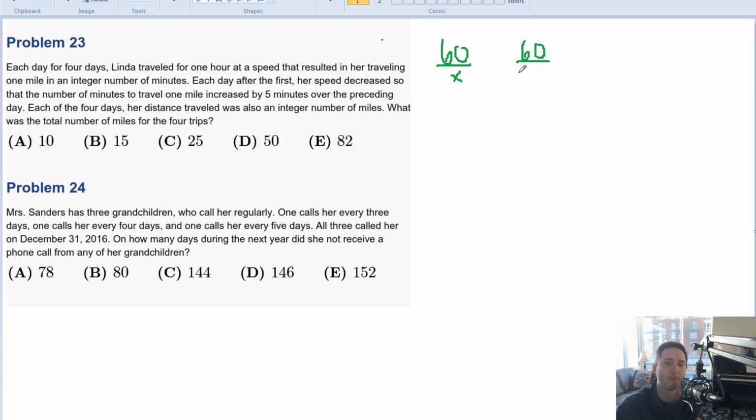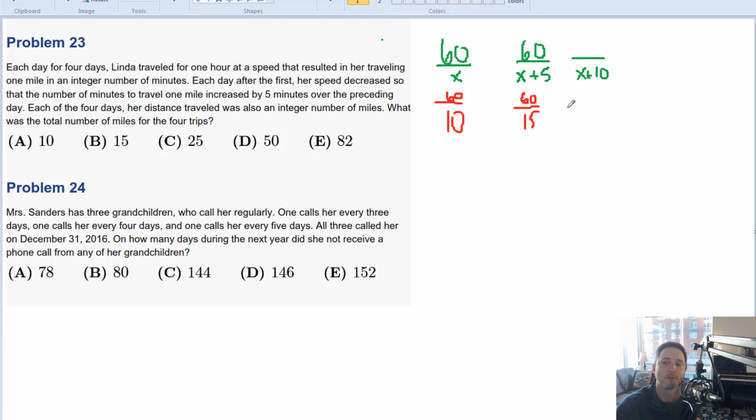So her speed decreased, so her per mile minute time went up. So say she was doing 10-minute miles here. Let's just say, for example, she was doing 10-minute miles, and then here she's doing 10 plus 5, 15-minute miles, and then the next day she would do 20-minute miles. And this is why I don't like this question.